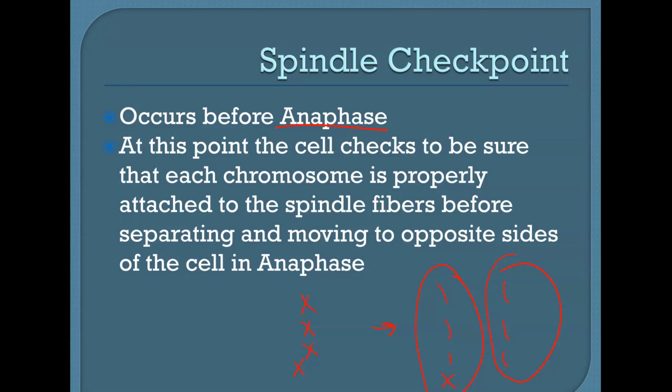So what I would like you to do is go back to those coloring pages and add in these checkpoints so you have a nice full in-depth cell cycle here. If you have any questions, please write them down and I will be able to answer those when we're back.